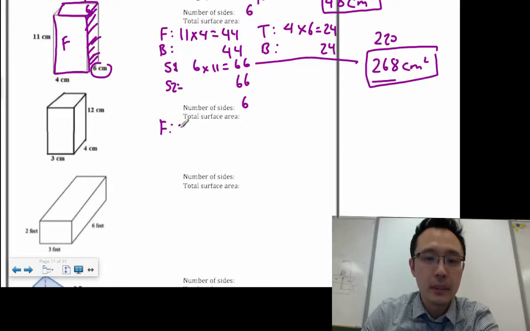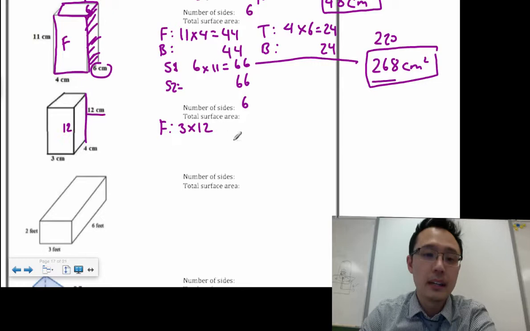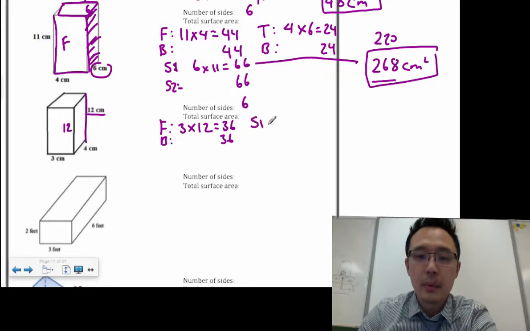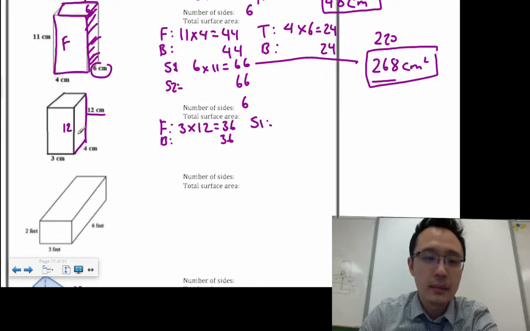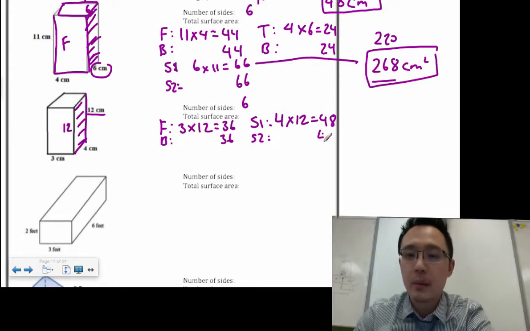The front is going to be 3 times 12. This 12 is for this length, but it can also be for this height as well. Same thing, 36. And then that means my back is also 36. And then my side number 1, let's say for this side, is going to be 4 times 12, which is 48. And side 2, the other side, is exactly the same, that's 48.